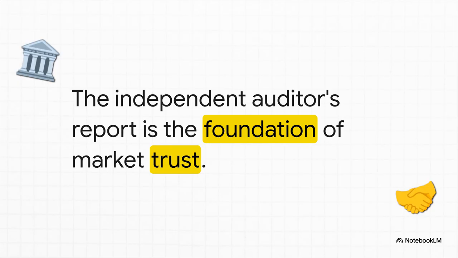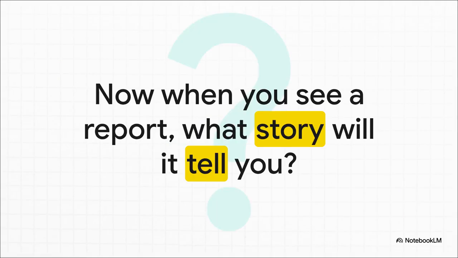And that brings us to the most crucial point of all. The entire system of public investment and commerce is built on a foundation of trust. And the independent auditor's report, it is a fundamental pillar of that trust. Without it, we'd have no reliable way to know if what companies are telling us is actually true. So the next time you're looking at a company's annual report, please, don't just skip past the auditor section. You now have the map. You can decode it, you know what to look for, you know what the key terms mean, and you know how to read between the lines. So the only question left is, what story is it going to tell you?